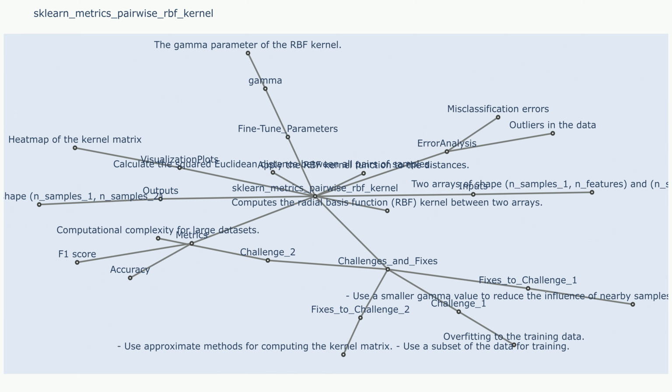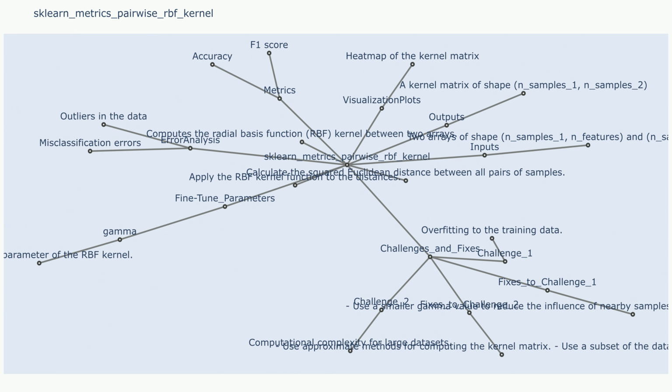Fixes to challenge 1: use cross-validation or grid search to evaluate the performance of the RBF kernel with different gamma values and select the best performing value.